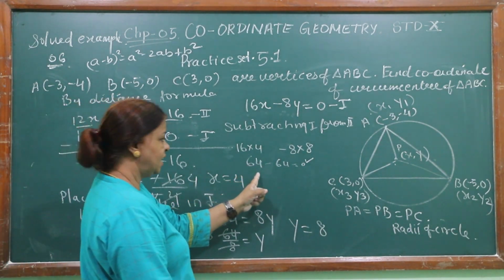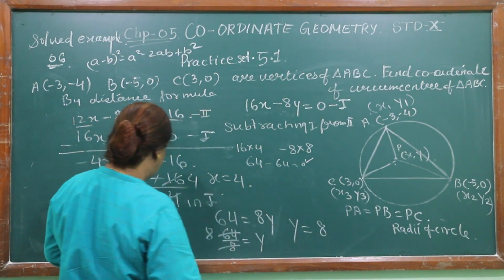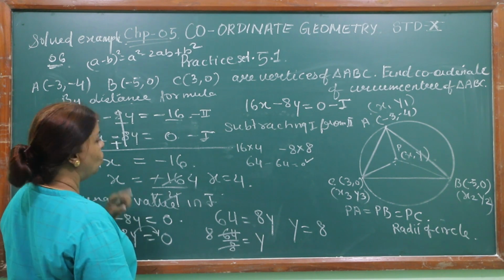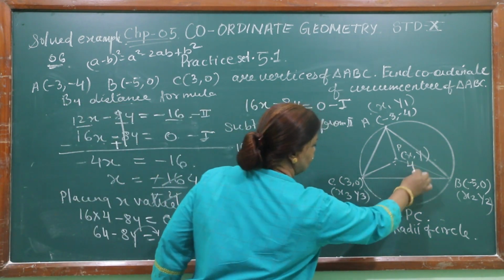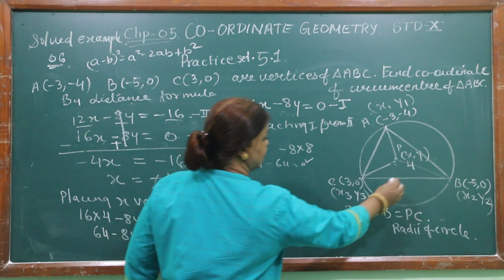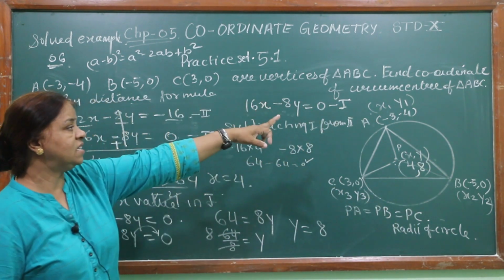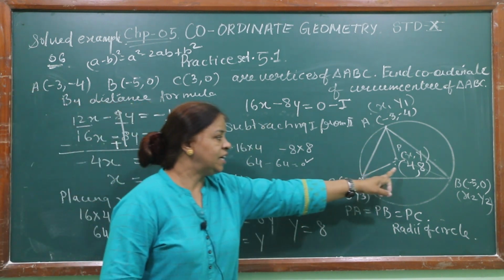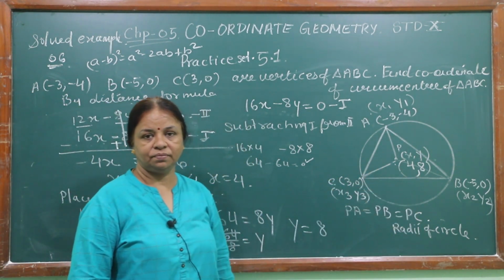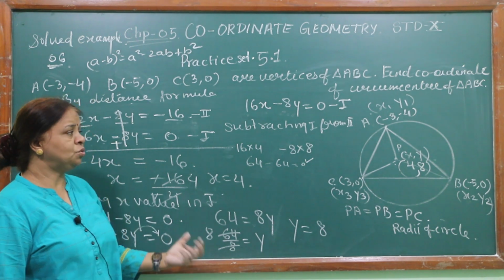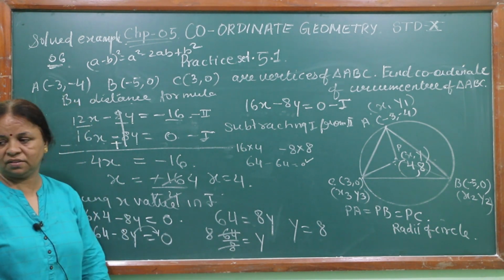So my answers are correct, children. My x value is 4 and y value is 8. So I got the coordinate of circumcenter of triangle ABC, that is (4, 8). You can pause, you can rewind and you can solve this sum, children.